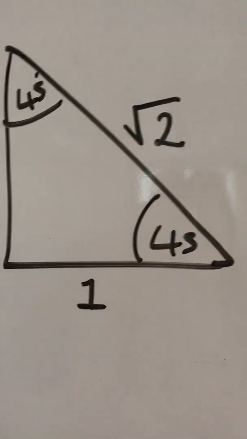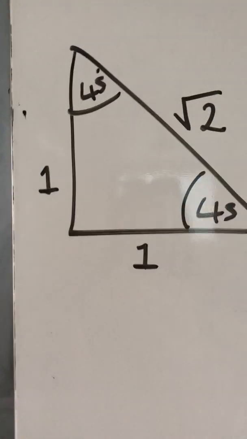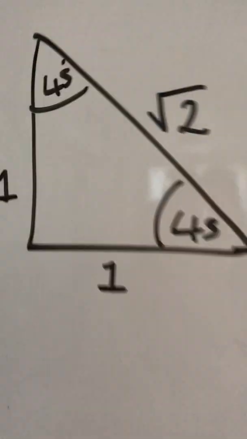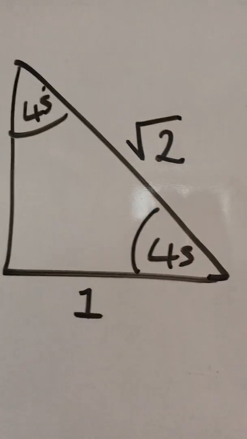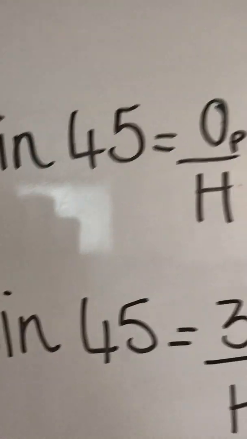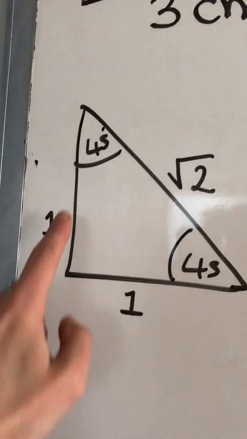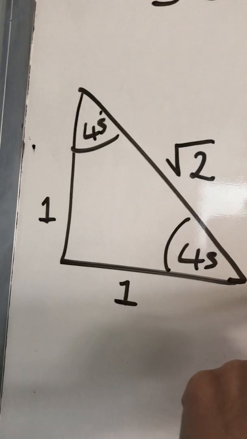You could use sine, cos, tan, but because we were trying to find this, the hypotenuse, I'm thinking I'm not going to use TOA because that's not going to give me the hypotenuse. So I need to use SOH or CAH, and I've just chosen to use SOH. So sine 45 is opposite over hypotenuse, so 1 over root 2. That's from our template triangle.